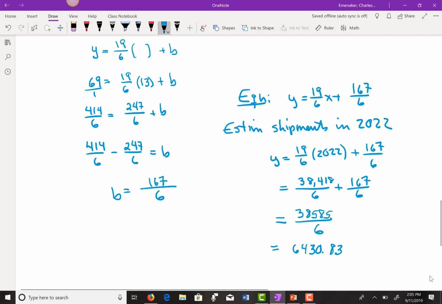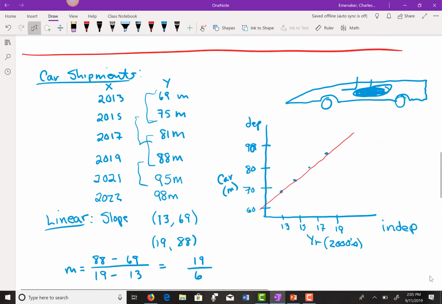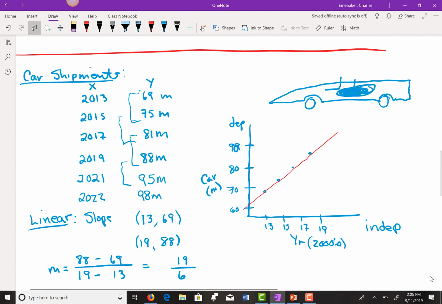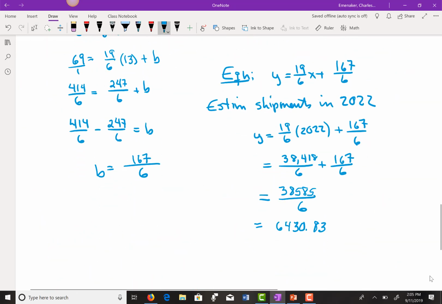What are the units on this number? Is this just 6,430 cars this year? Well, the y value is in terms of millions. Whoa! So this is going to be this many million cars. That's right. If you were to write this out, this is going to be 6,430,000,000. Now remember, with million, you move the decimal 6 places. So I'm going to do my 830,000,000. Does that sound reasonable?